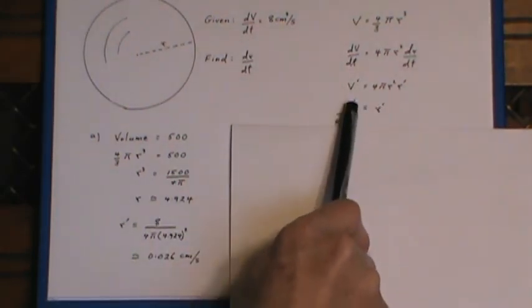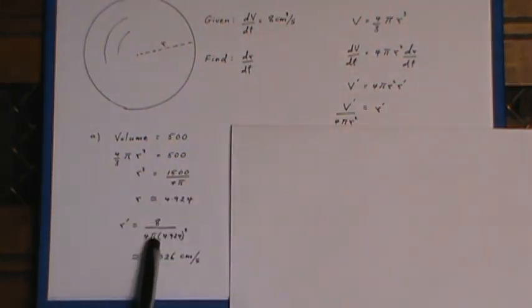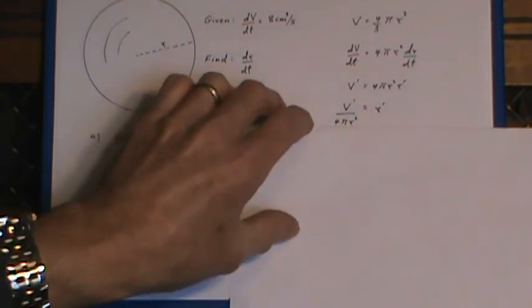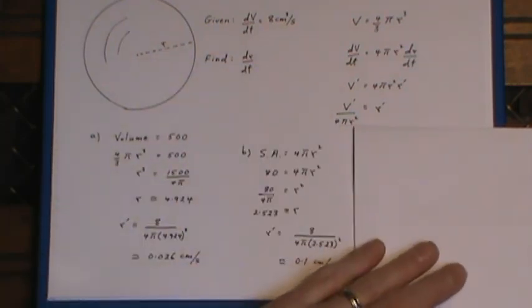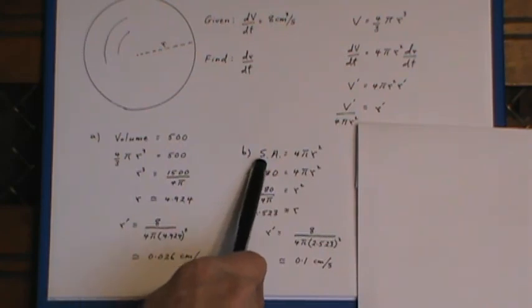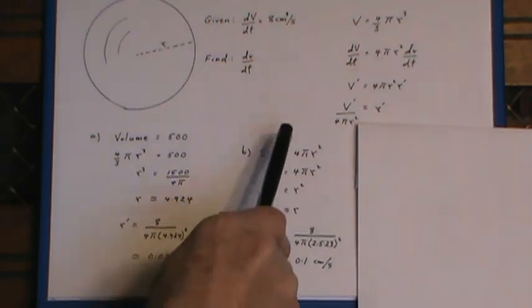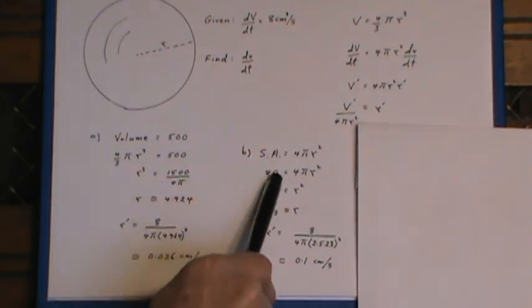R prime equals V prime, which was given to be 8, over 4 pi times the radius squared, and we just figured out the radius right there. And that gives us our rate of change of radius in terms of centimeters per second. Part B gave us a particular surface area. So we use the surface area formula for a sphere, which is 4 pi r squared. The surface area was given to be 80.